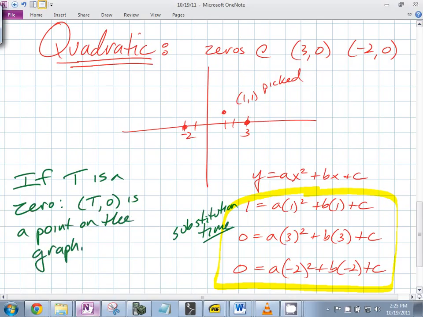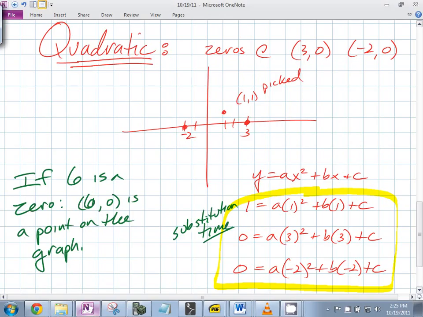What value could t be? Any value. Thank you. Any real value. Very good. So if t is a 0, meaning the graph crosses at (t, 0). So how many zeros does this have? 2. At x equals -2 and at x equals 3.